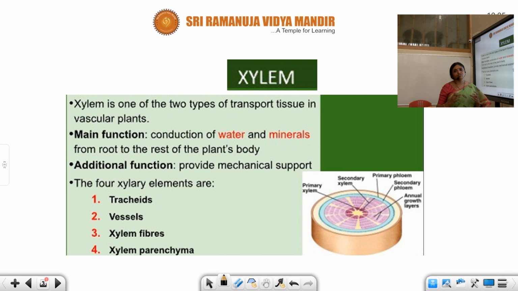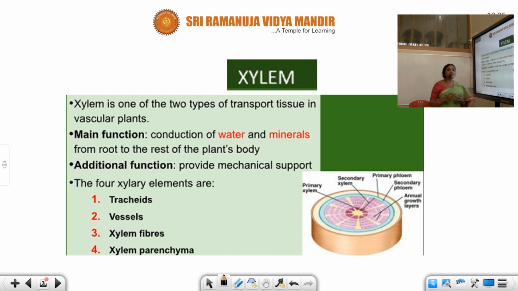So these two are complex tissues which are called conducting tissues. Today we will see the structure and function of xylem. I told you that it is derived from the Greek word xylos, which means wood. Xylem is one of the two types of transport tissue in vascular plants. It helps in conduction.